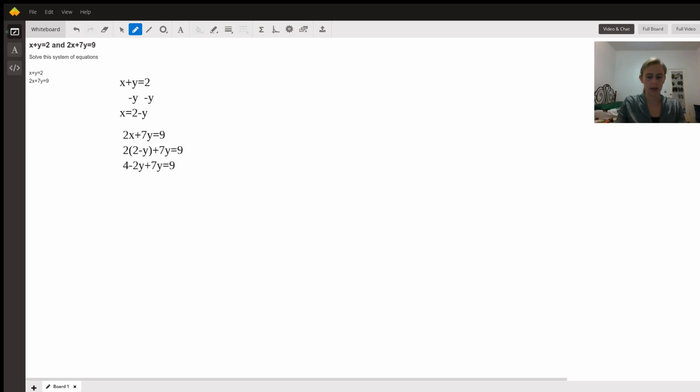From there, we'll have to combine our like terms, which are the ones that have y with them. So we'll keep the 4, and then negative 2y plus 7y gives us positive 5y, because the 2 is negative. Negative 2 plus 7 is positive 5. So 4 plus 5y equals 9. Now we want to get the 5y by itself so that we can solve for y. So we'll move the 4 to the other side. It's positive, so we'll subtract it to do the opposite.